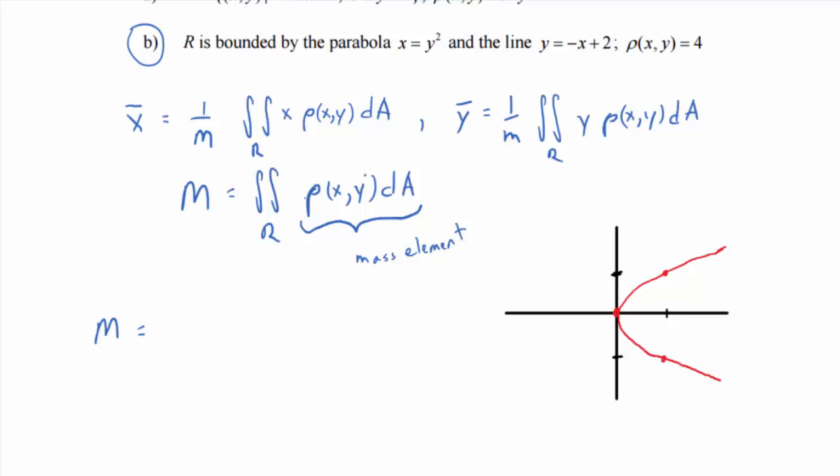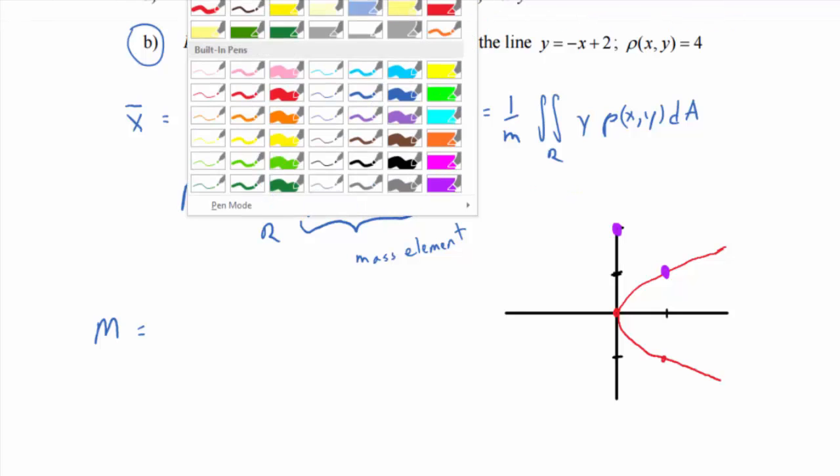What's the y-intercept? 2. So let me draw that in up here. Purple. Okay, there we go. And then the slope is negative 1, right? So down 1 over 1 right there. And let me use my ruler tool.